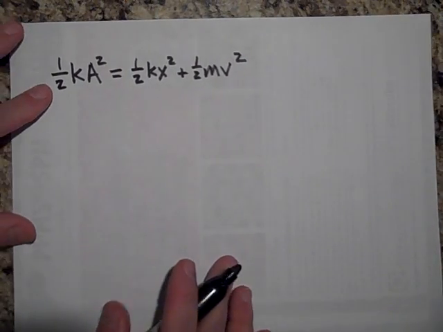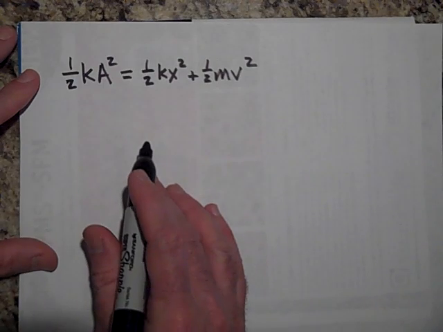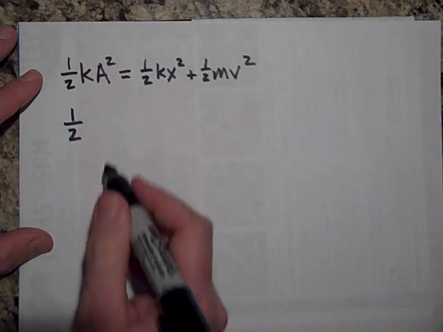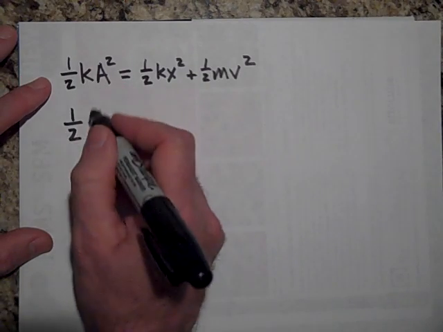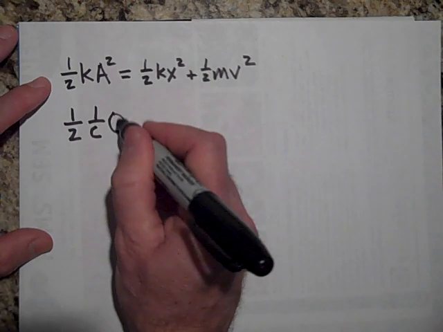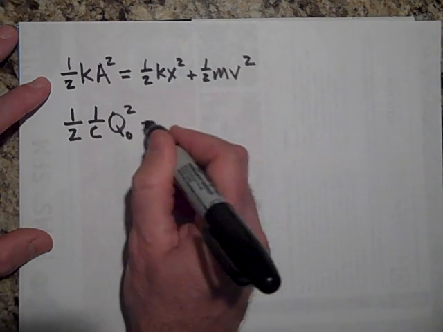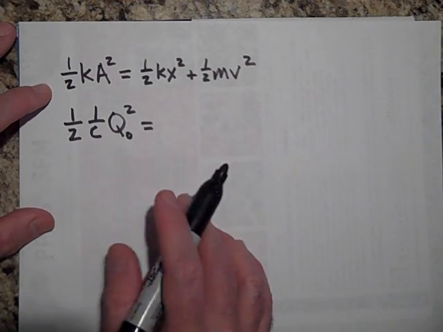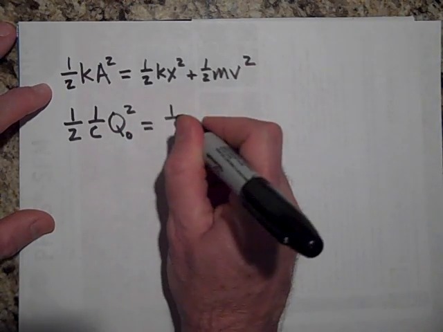Well, the counterpart to that, I'm going to write it right underneath, is that at the beginning it's got 1/2. Now the capacitor has, the K is going to go to 1/C, and the A is going to be Q naught squared. So that's the initial energy in the capacitor. See how that's 1/2 Ka squared? That will equal some other time.